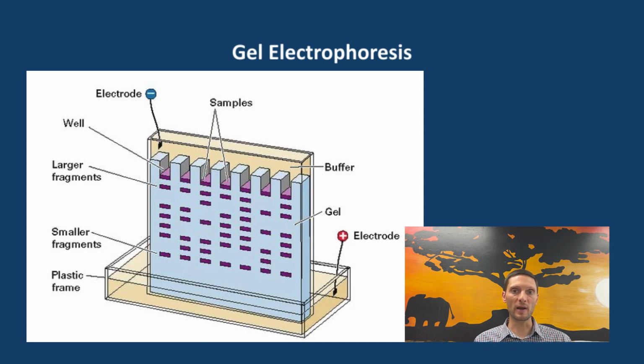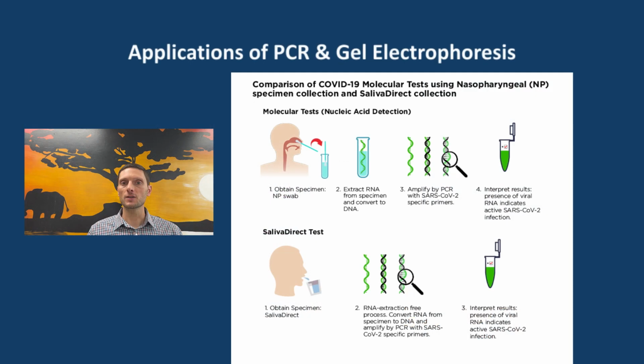And so we can compare our unknown samples, or the ones that we're testing, to this ladder to be able to have an estimation of the size of the DNA molecules. So the use of gel electrophoresis has some big advantages, some uses that we can do. And one example would be testing for coronavirus.